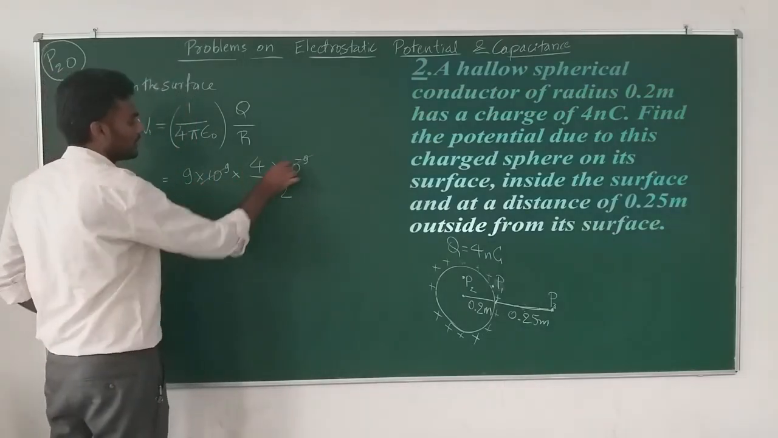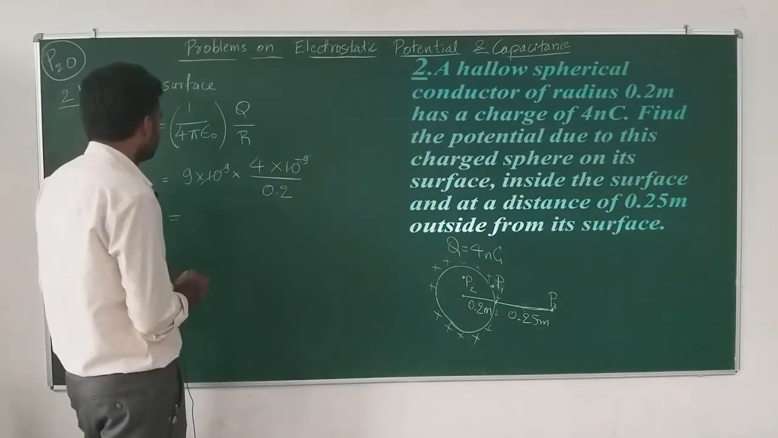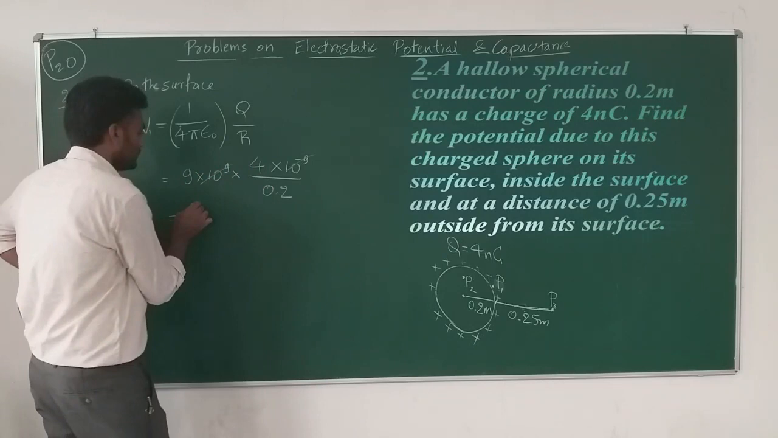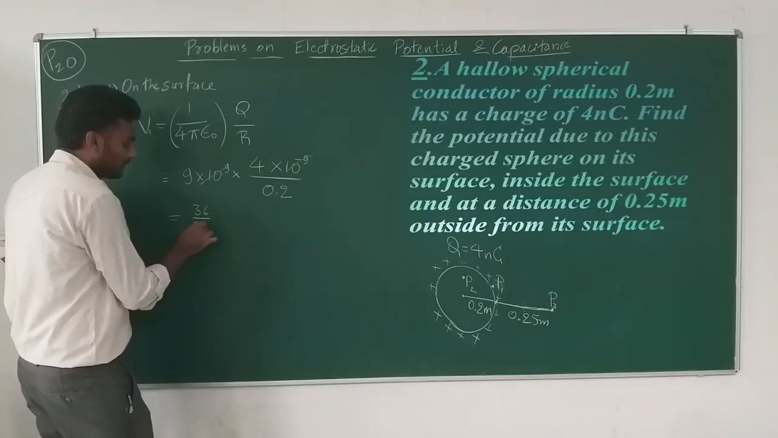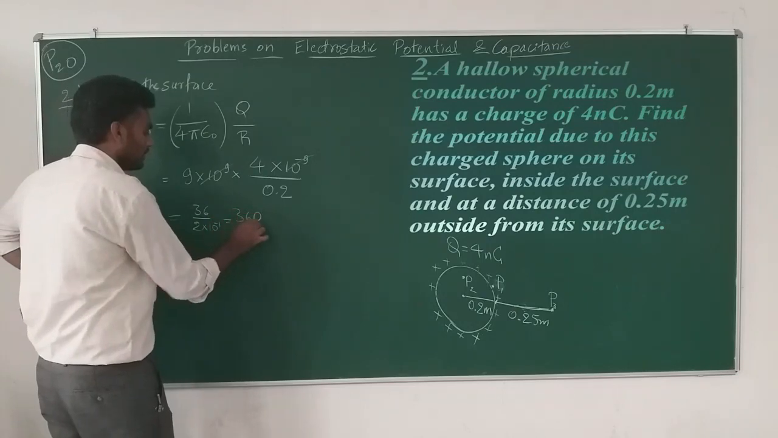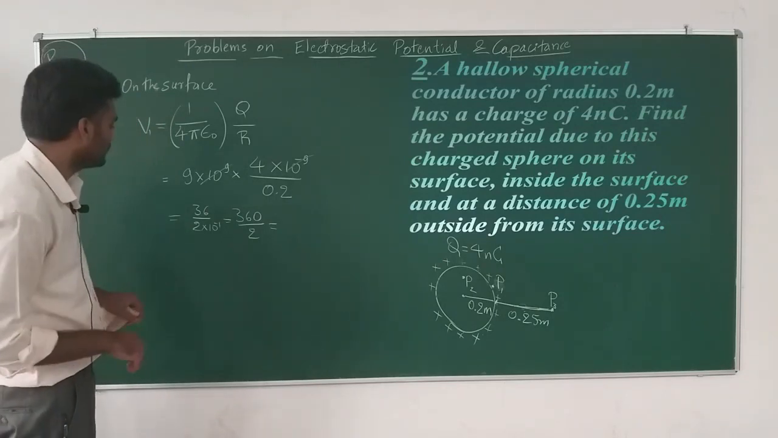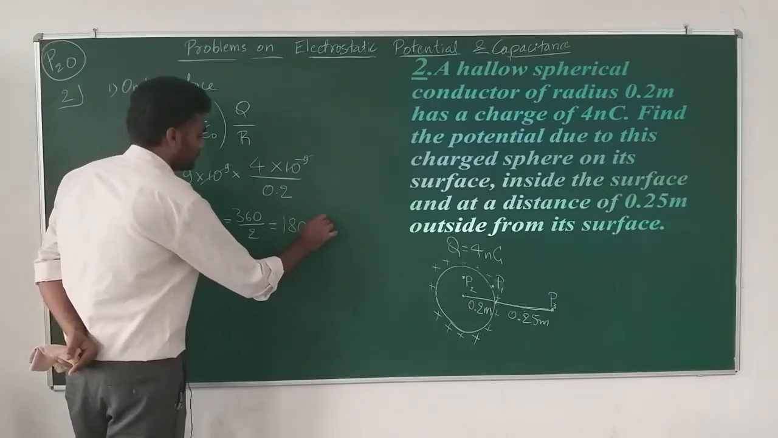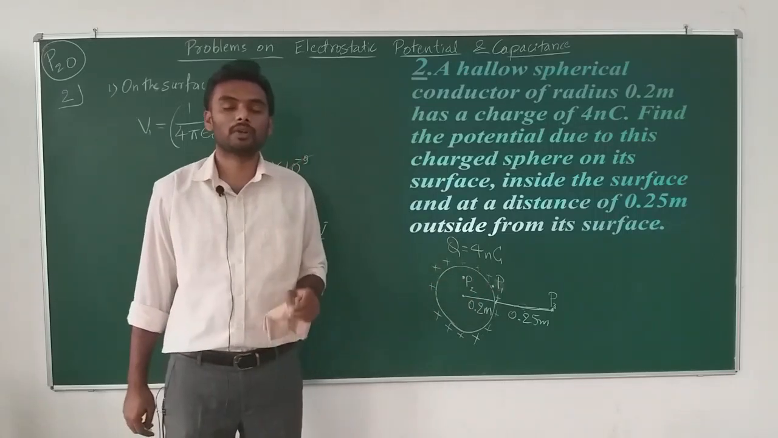Simplify this: 10 to the power of plus 9 and minus 9 vanish, so this will be 9 fours are 36 by 0.2, which I can write as 2 into 10 to the power of minus 1. Send this 10 to the power of minus 1 to the numerator. Make use of the calculator, it will be easier for you. So it's 360 by 2, which is 180 volt. So on the surface of the conductor at this point, the potential is 180 volt.